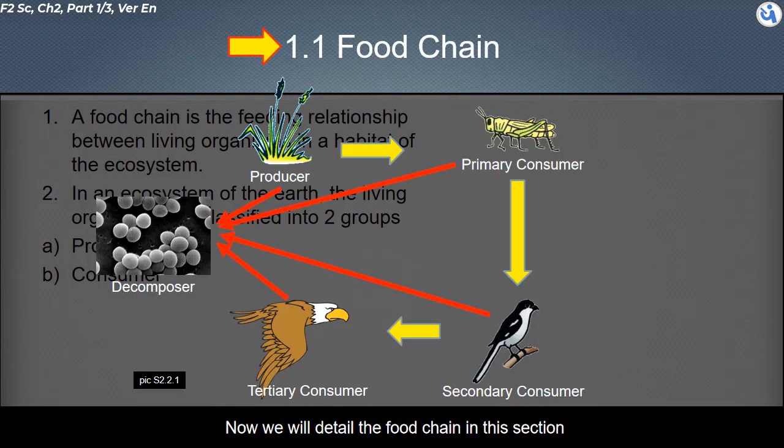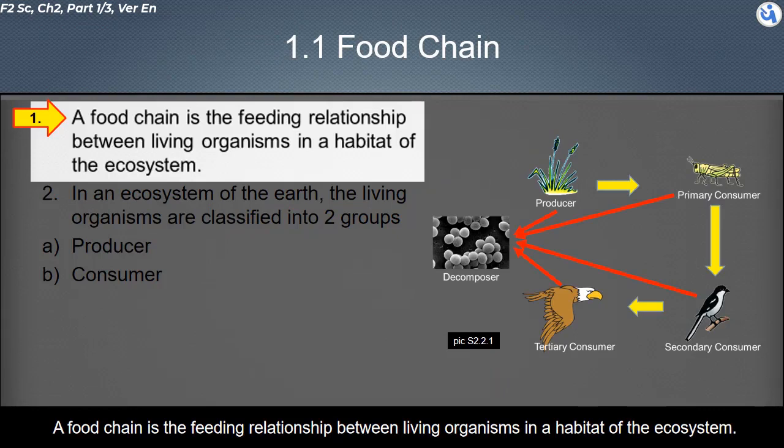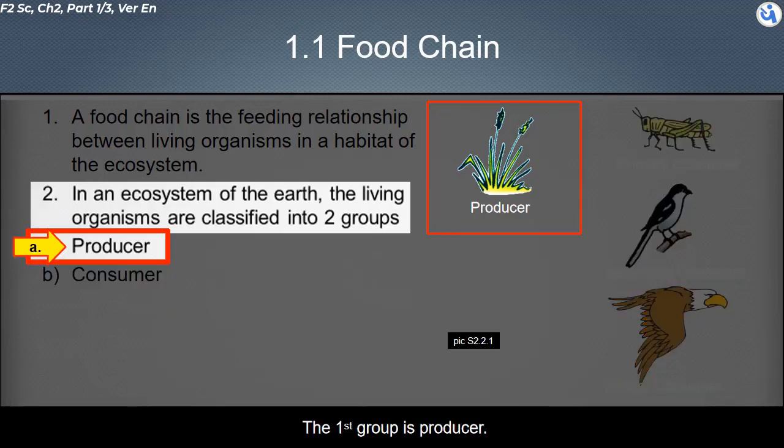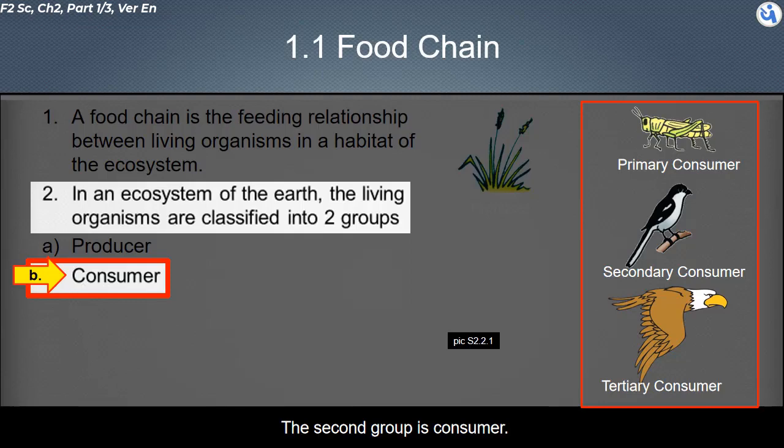Now, we will detail the food chain in this section. A food chain is the feeding relationship between living organisms in a habitat of the ecosystem. In an ecosystem of the Earth, the living organisms are classified into two groups. The first group is producers. The second group is consumers.